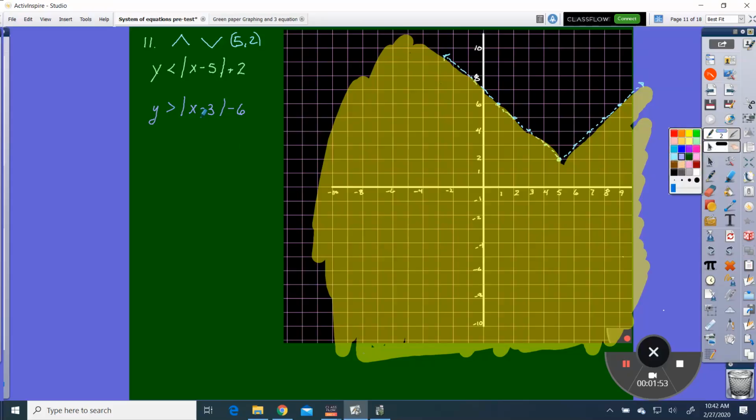So this says y is greater than absolute value of x minus 3, minus 6. So again, remember the point is 3, negative 6. It's always backwards of in here. So I go 3 down here to negative 6. I put a dot there. Now the number in front of here, there's nothing written, so that means I go up 1 over 1, up 1 over 1, up 1 over 1.